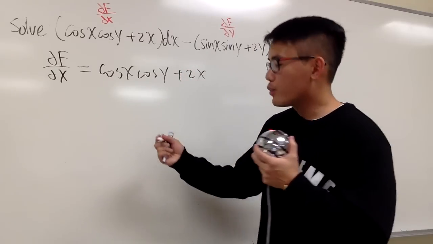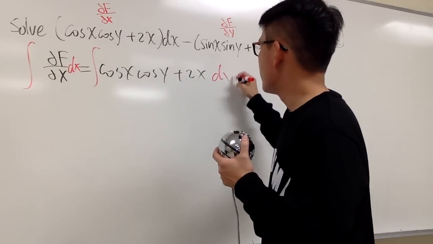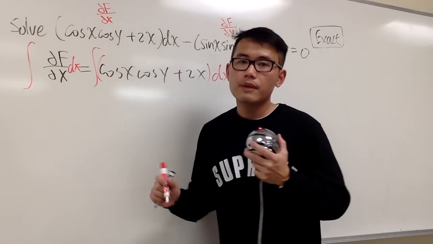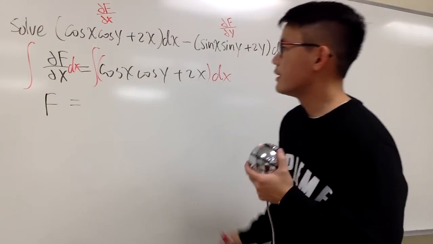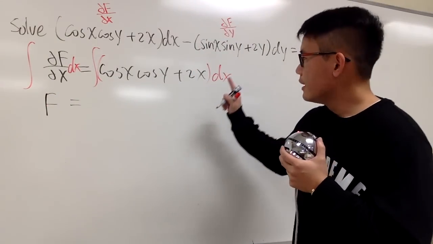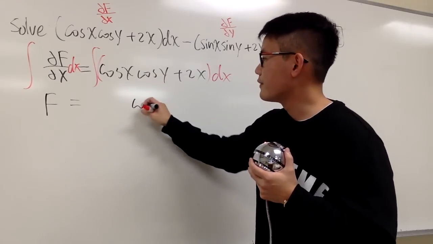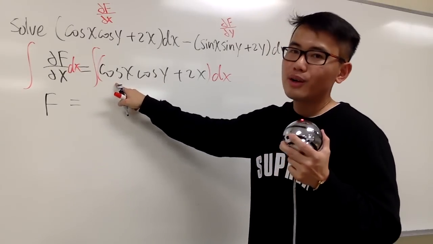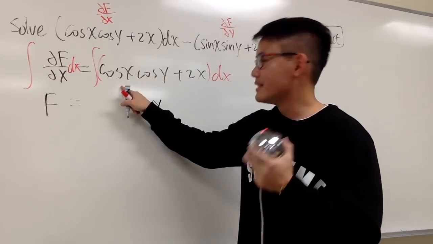And we have to integrate both sides. And this time, we have to integrate with respect to x, okay? So that we can get the capital F, and this is going to give us, all right. In the x world, we have to integrate this. Cosine y is a constant, so let's put it down first if you would like, and integrate cosine x. We get what? We get positive sine x, right?